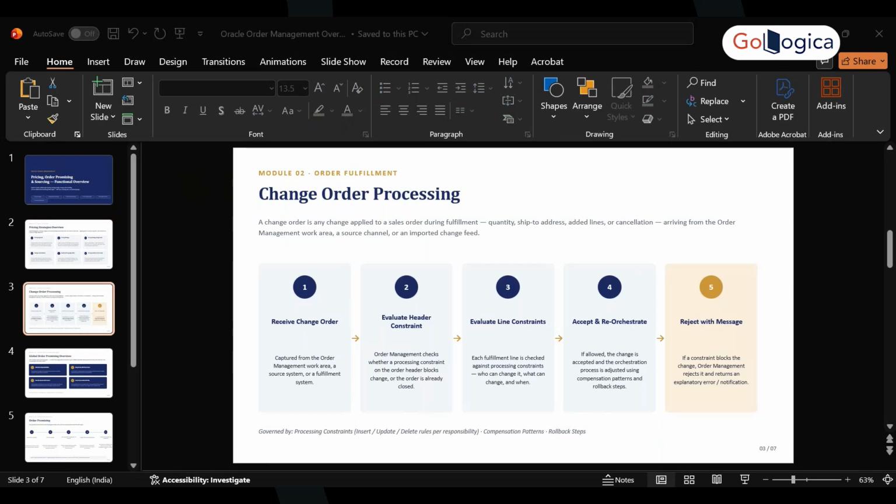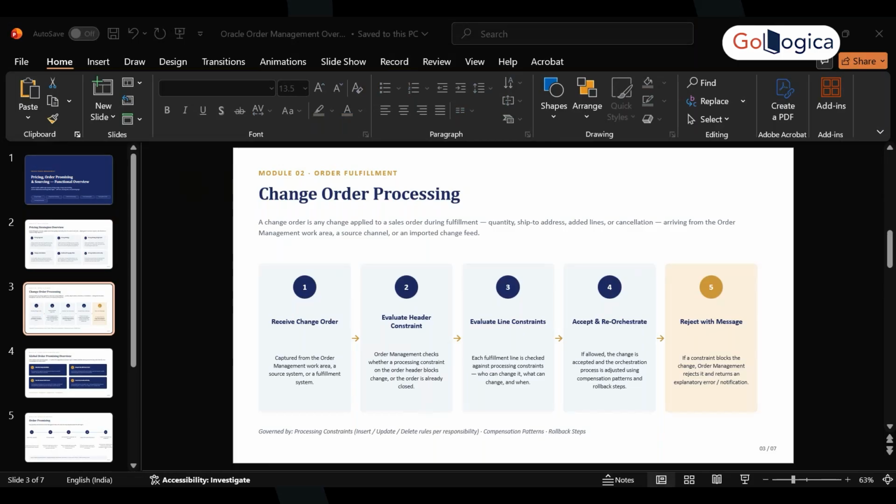And next one is processing constraints. The entire change order processing functionality is governed by processing constraints, which define who is authorized to modify the order, which fields can be changed, at what fulfillment stage modifications are permitted, and whether insert, update, or delete operations are allowed or not. By configuring these constraints, organizations can protect critical business transactions from unauthorized or invalid modifications.